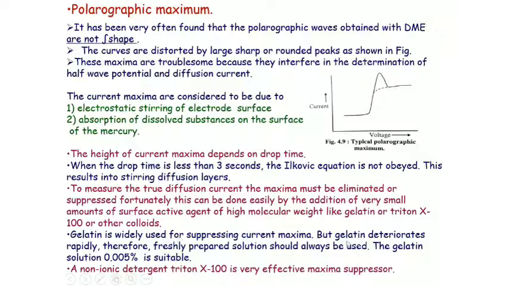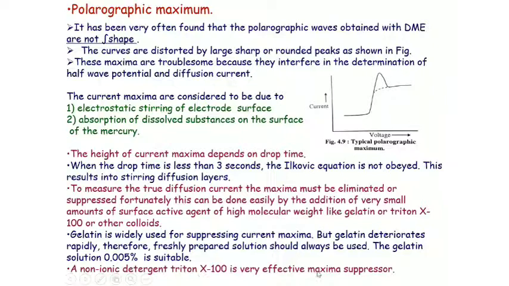it is effective for suppressing current maxima, but gelatin deteriorates rapidly. Therefore, a freshly prepared solution should always be used. A 0.005% gelatin solution is suitable. Another example of a maxima suppressor is Triton X-100. This non-ionic detergent is a very effective maxima suppressor.